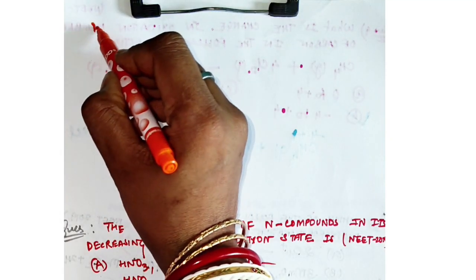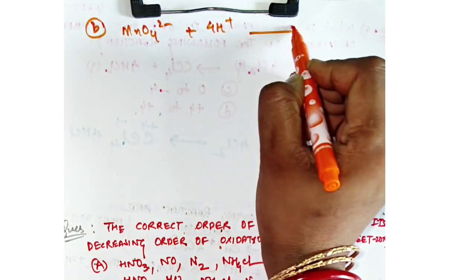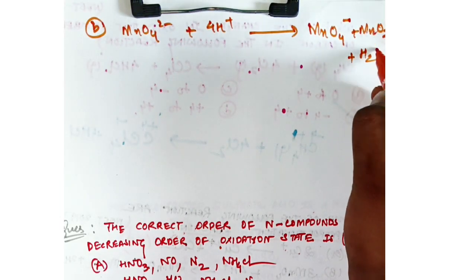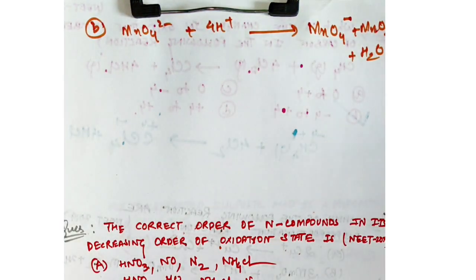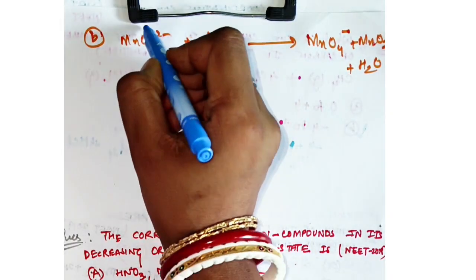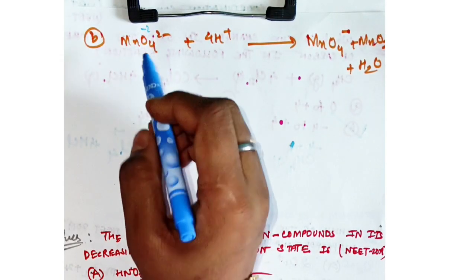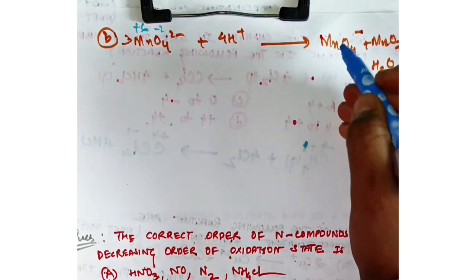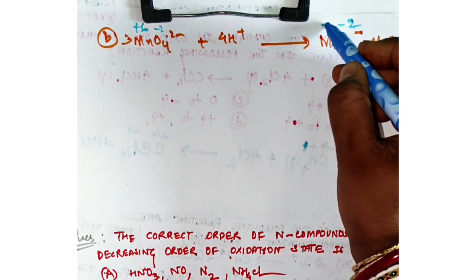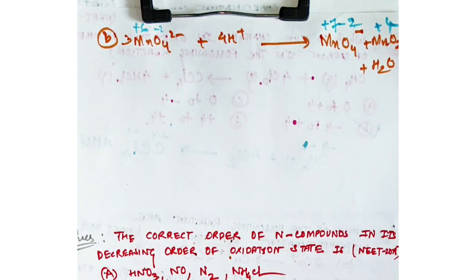So option B is MnO4 2- plus 4H+ gives you MnO4- plus MnO2 plus H2O. Now see here the oxidation state. How will you find it? Just write the oxidation state of everything. You're going to see -2 for oxygen, so 4 2s are 8, minus 2, so what is the oxidation state? +6, it is +6 out here. Here again -2, so 4 2s are 8, minus 1, so it is +7 out here, and here it is -2, 4 2s are 8, so +4.